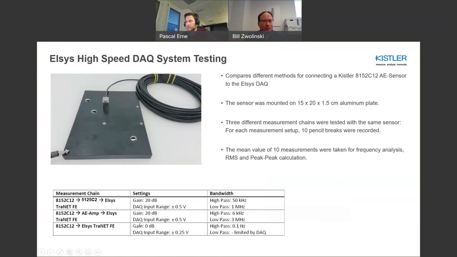So I wanted to show this application because it uses the Elsys equipment, and they offer some neat features that I thought were pretty cool.